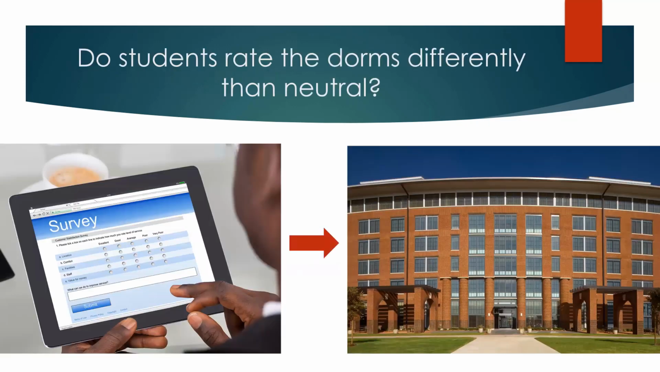Now here's our general question, to set up a context for us to understand the one sample t-test further. Let's have a scenario first. Let's say that you work for student life and you work in the dorms, and you are tasked with determining if the average student rating of students who live in the dorms is different than neutral. Okay, so you're given this general question to investigate. Do students rate the dorms differently than neutral?